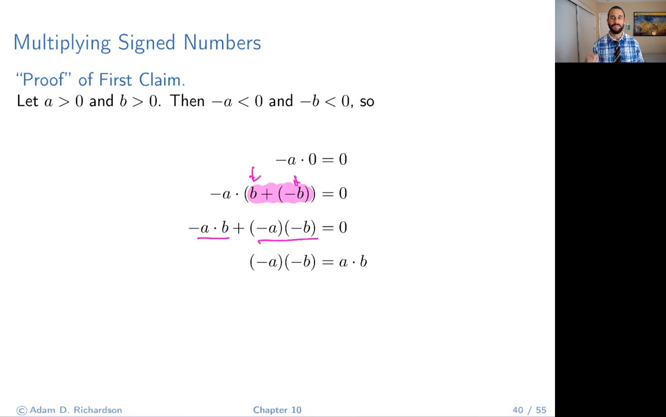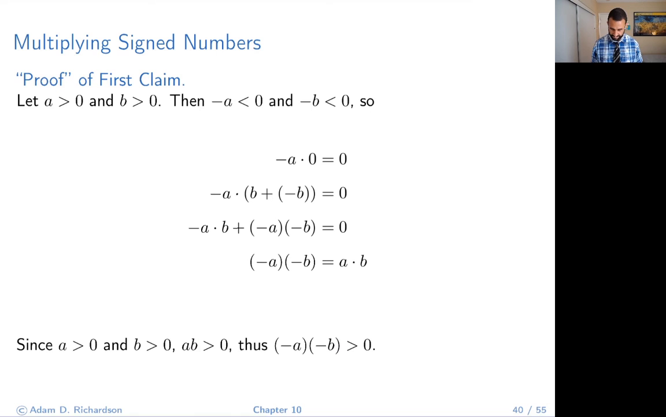I'm sorry, add A times B to both sides. So I'm going to do this. I'm going to say plus A times B plus A times B. And then I get this. And that's the result. So now we know that negative A times negative B has to be positive, because we know that A times B is also positive.